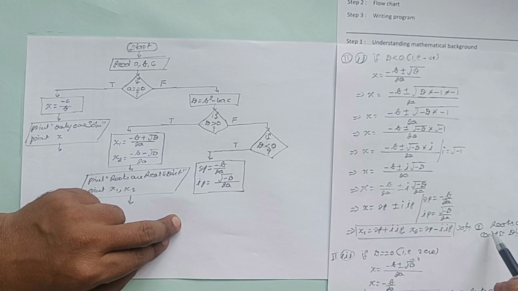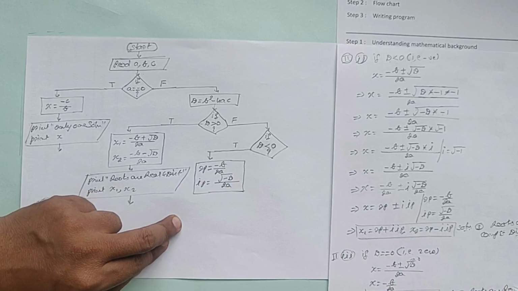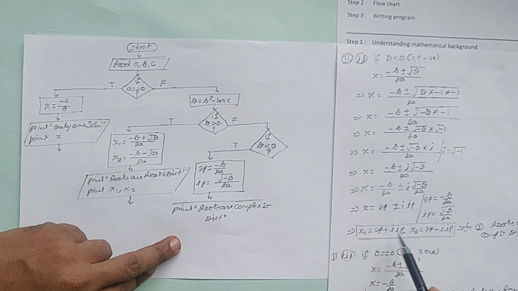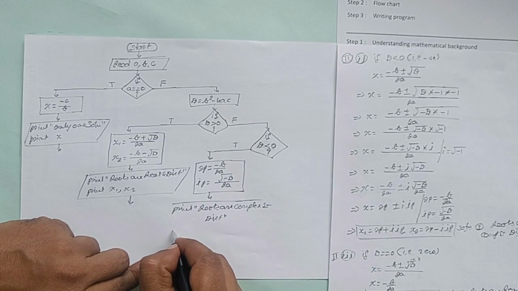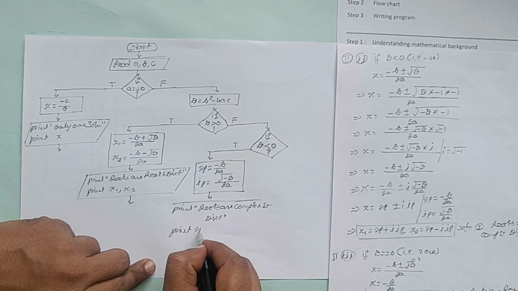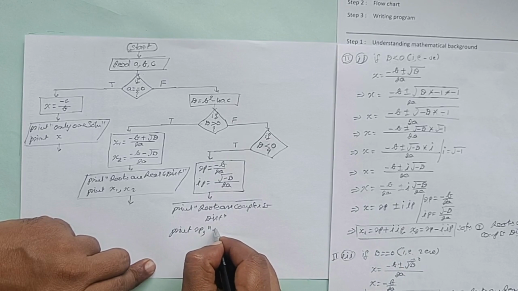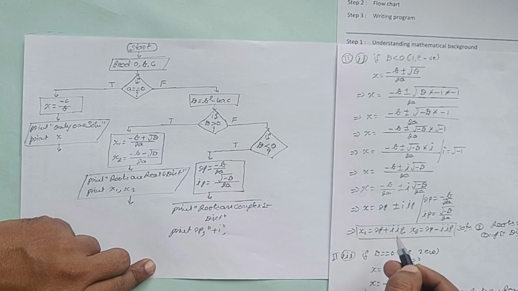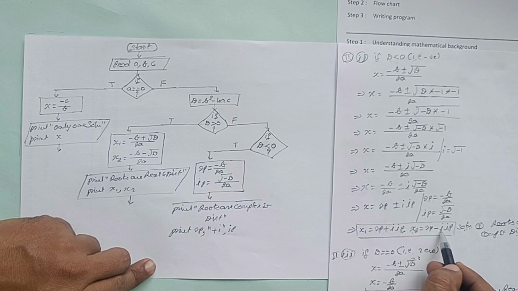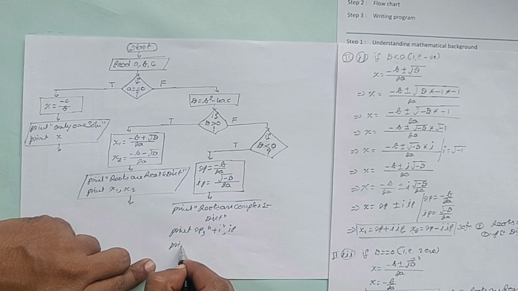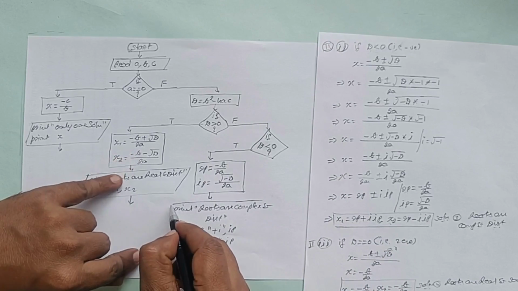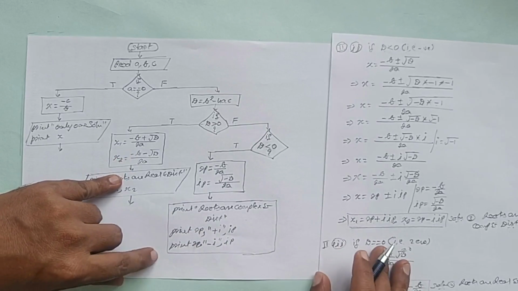Then what are the characteristics of roots? Roots are complex and distinct. Then let us display the x1 and x2 values. Print, this first root is Rp within the double quotation plus I comma Ip. Then the second root is Rp minus Ip. Print Rp comma within the double quotation minus I, then Ip. It finishes. Then we have to stop.